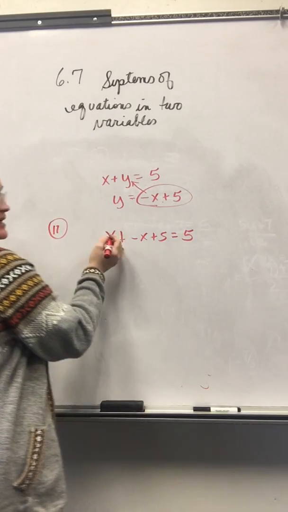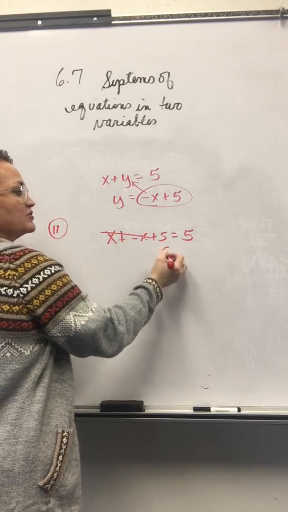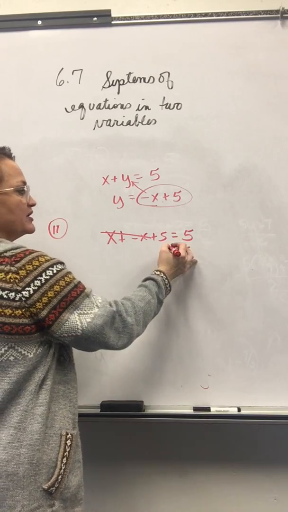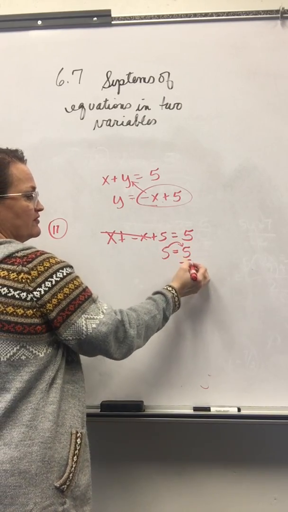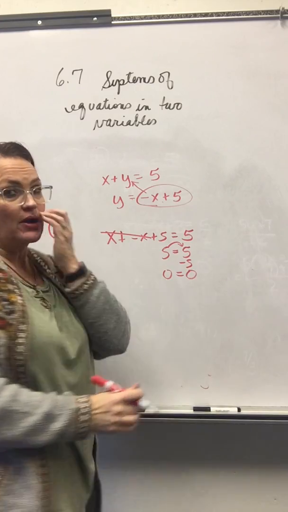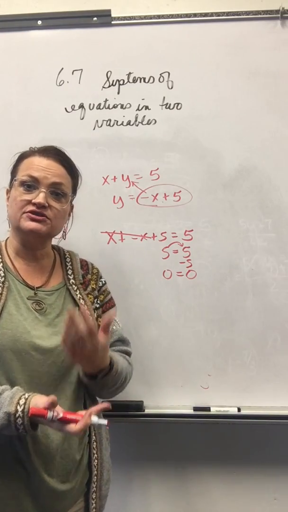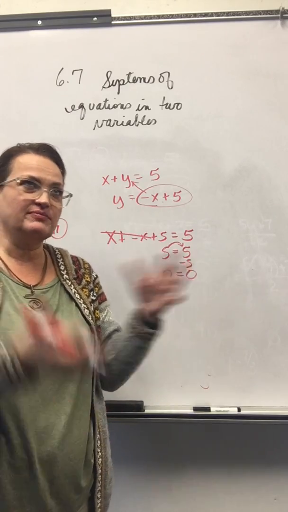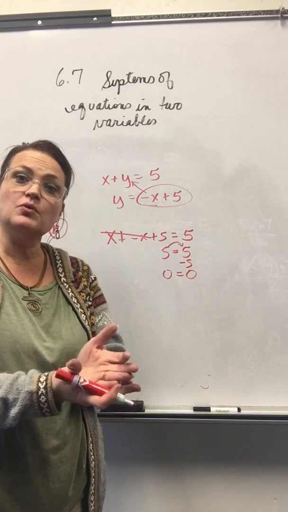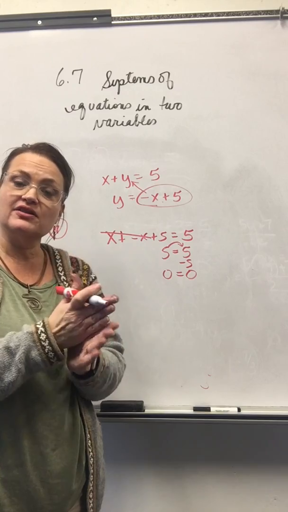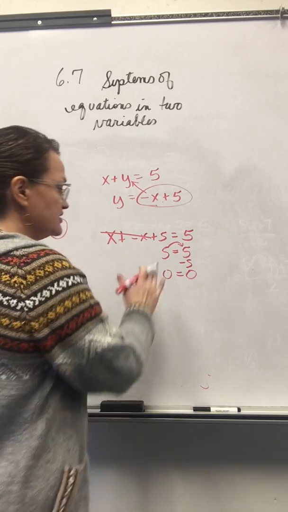And when we do that, this time the x's do cancel, but you're left with a true statement. We could even further go on and move the 5 over and have 0 equals 0, which we know from our previous example means everything works. There's infinite solutions. I guess not every possible point, but every point that's on one line is on the other line. They're lying on top of one another, so they're a dependent system.